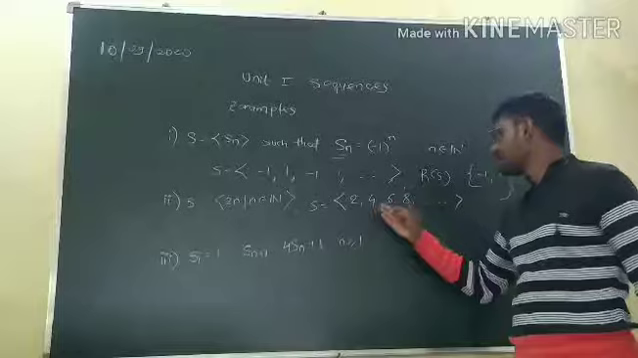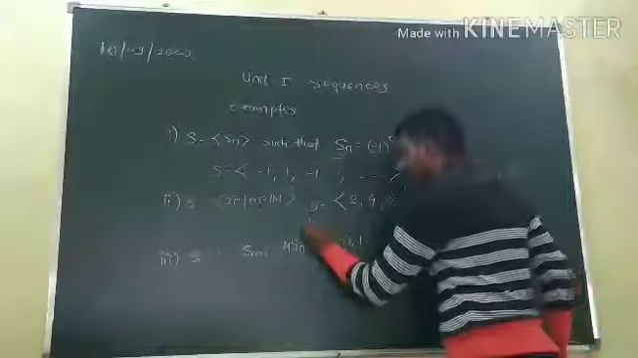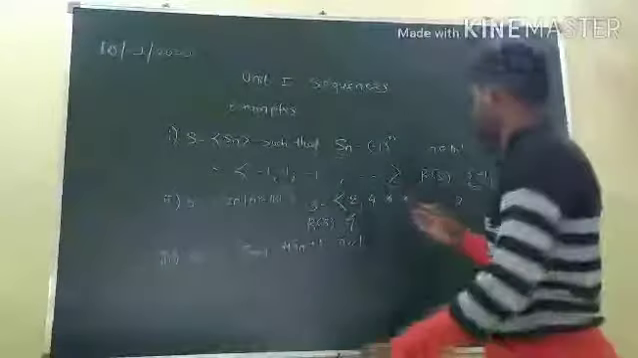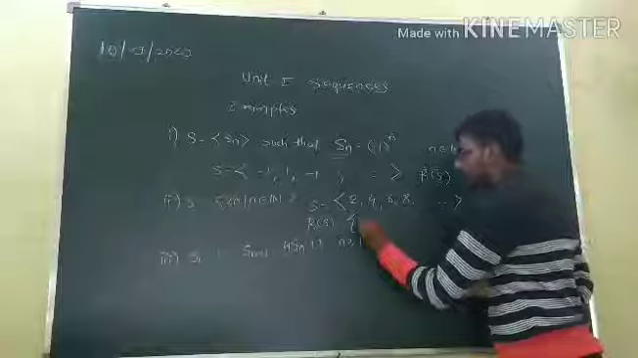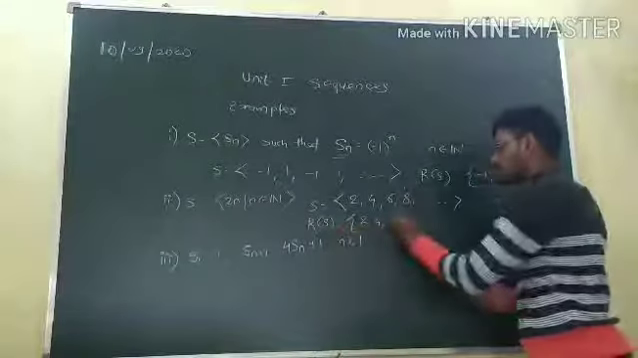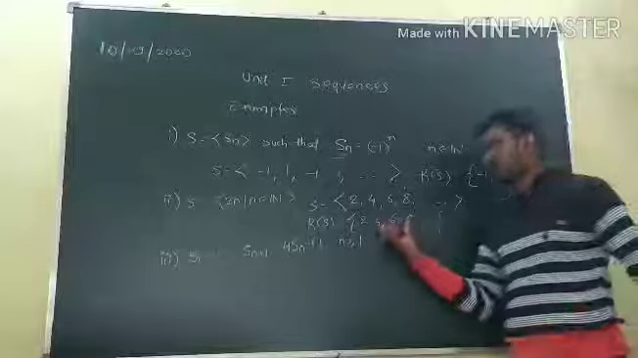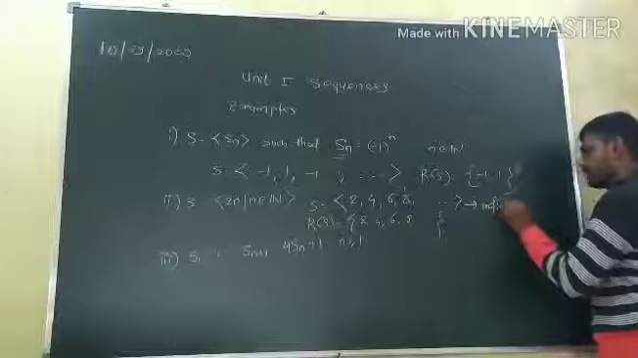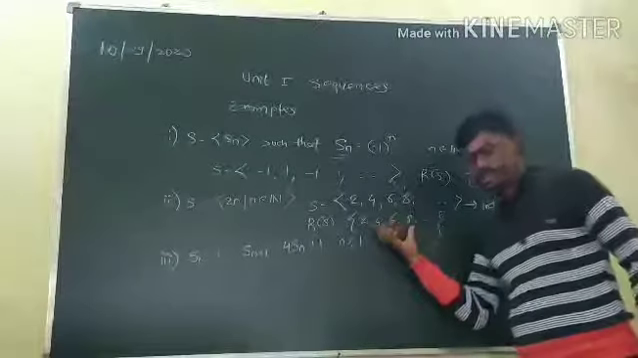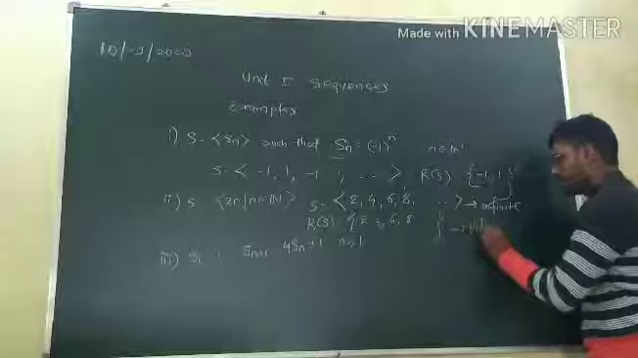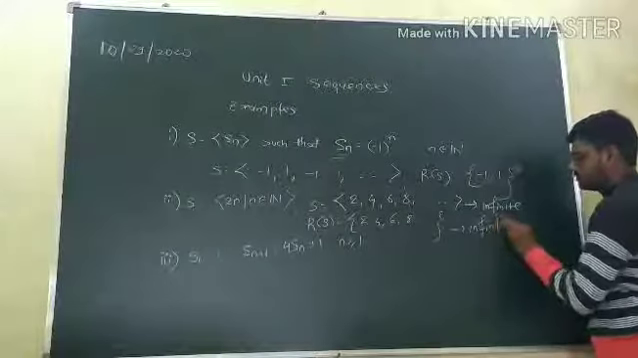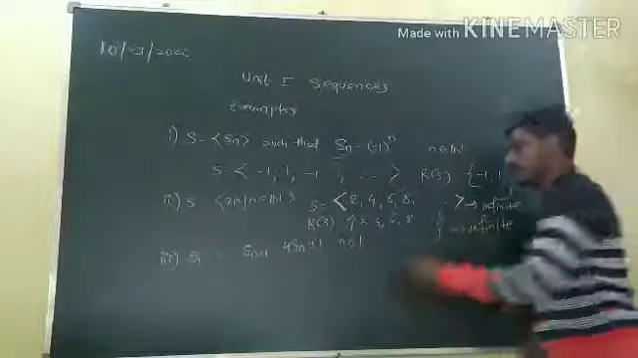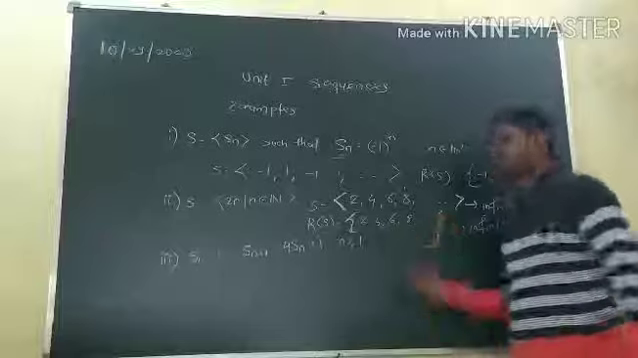Now, this is also an infinite sequence, and we can observe that every element of this sequence is distinct. So 2 is different, 4 is different. So what is the range of the sequence? The range of the sequence is nothing but the collection of all distinct elements of the sequence. So every element is distinct, so the range is 2, 4, 6, 8, up to so on. This is also infinite. So here the sequence is infinite, and the range of the sequence, this set, is also infinite. This is the notation for the sequence, and this is the notation for the range of the sequence.